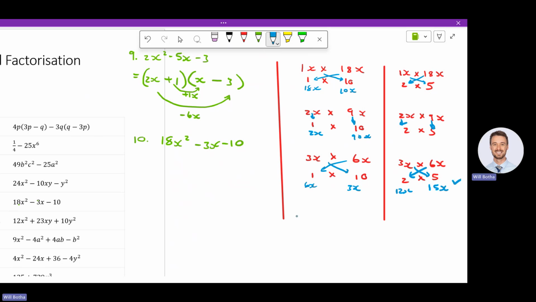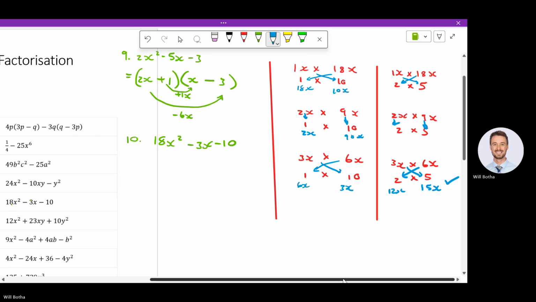Now, like I said, I will say it again, and it's sort of meant to be encouraging. Later on, you're not going to do all of this. Later on, you're going to do it in your head and say, oh, well, 3, 6, and 2, 5 would work. But that only comes with a lot of practice.